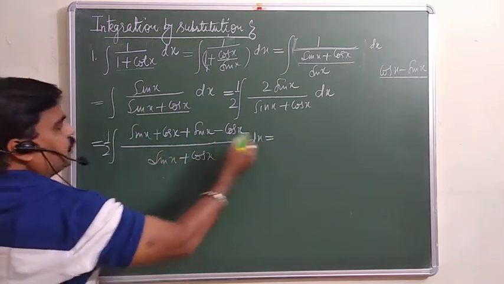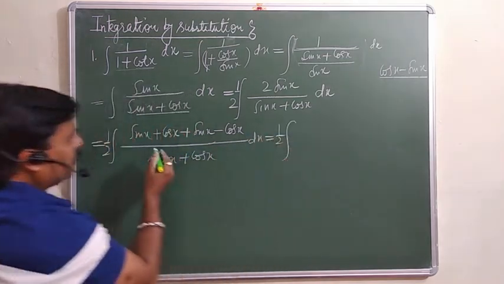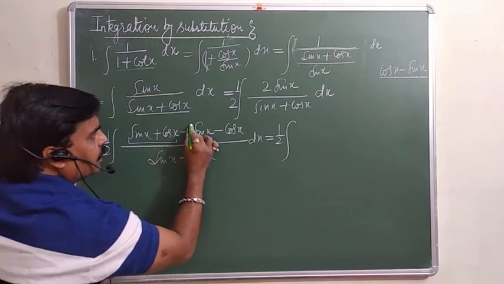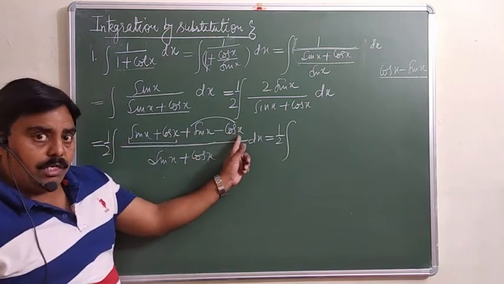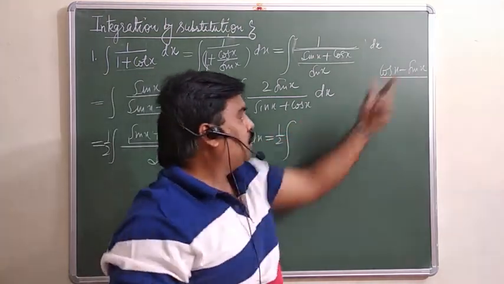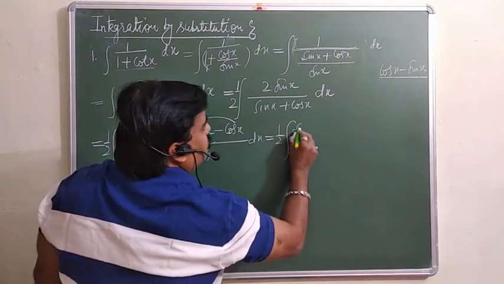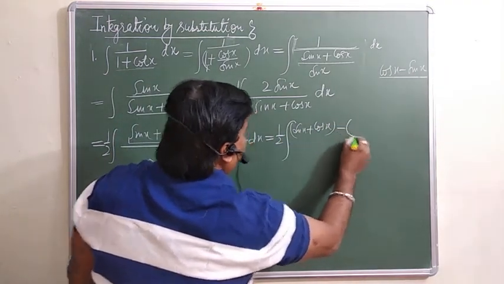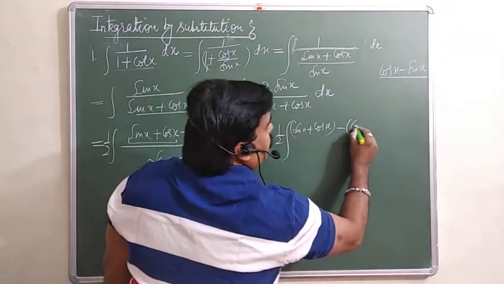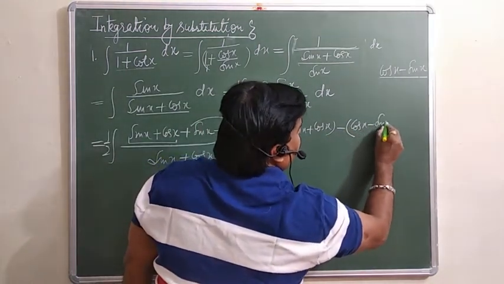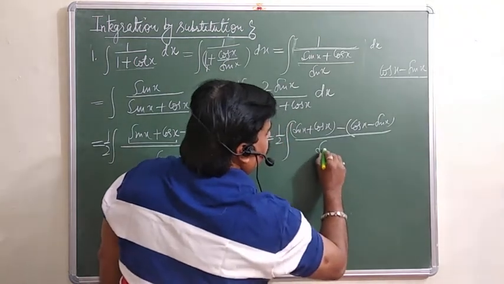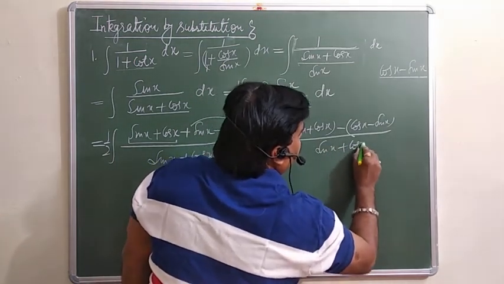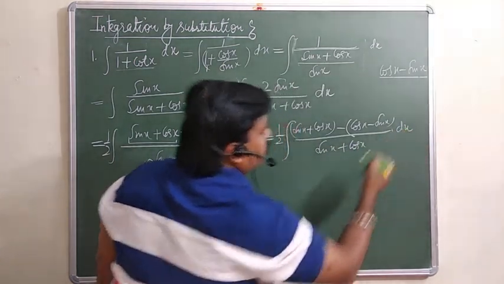That's it. This is 1 over 2. Now look, keep this as it is. From here you can take the minus common. You can take the minus common here only. You will get this one. So this is your sin x plus cos x. I am taking the minus here, so this becomes cos x minus sin x over sin x plus cos x. This is into dx. That's it, our work is done.